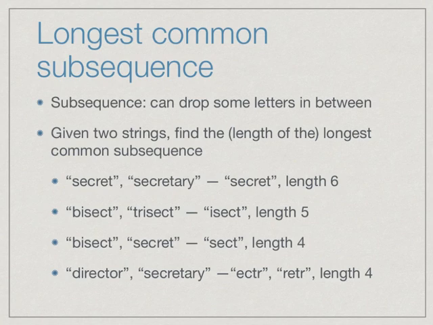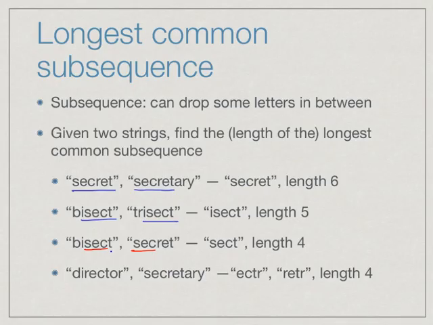So a much more useful problem in practice than the longest common subword is what is called the longest common subsequence. So the difference between a subword and a subsequence is that we are allowed to drop some letters in between. So for instance, if we go back to the earlier examples, for secret and secretary, there's no problem because the subword is actually the entire thing. And again, for bisect and trisect also, it's the same thing. But if we have bisect and secret, earlier if we did not allow ourselves to skip, okay, we could only match sec with sec.